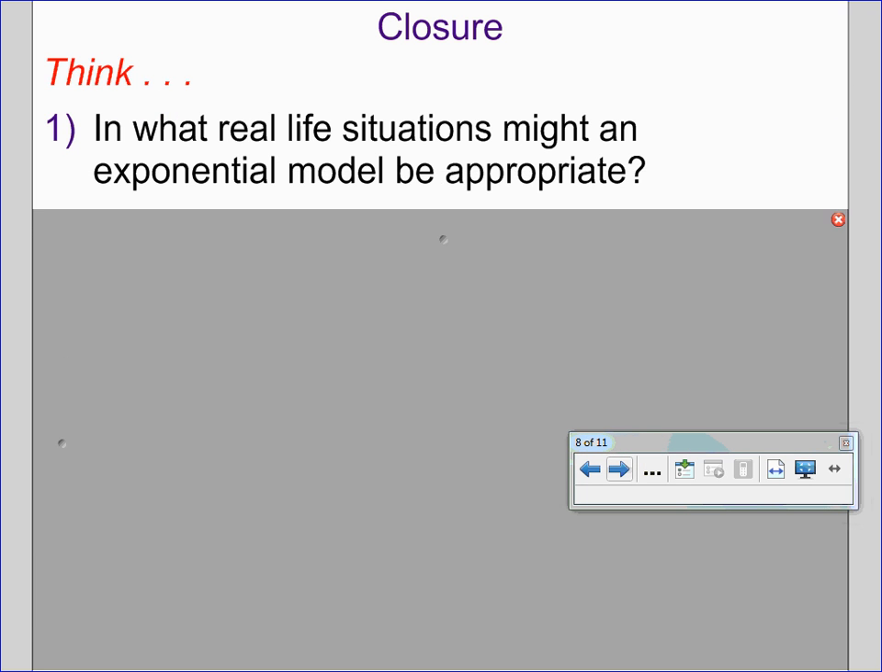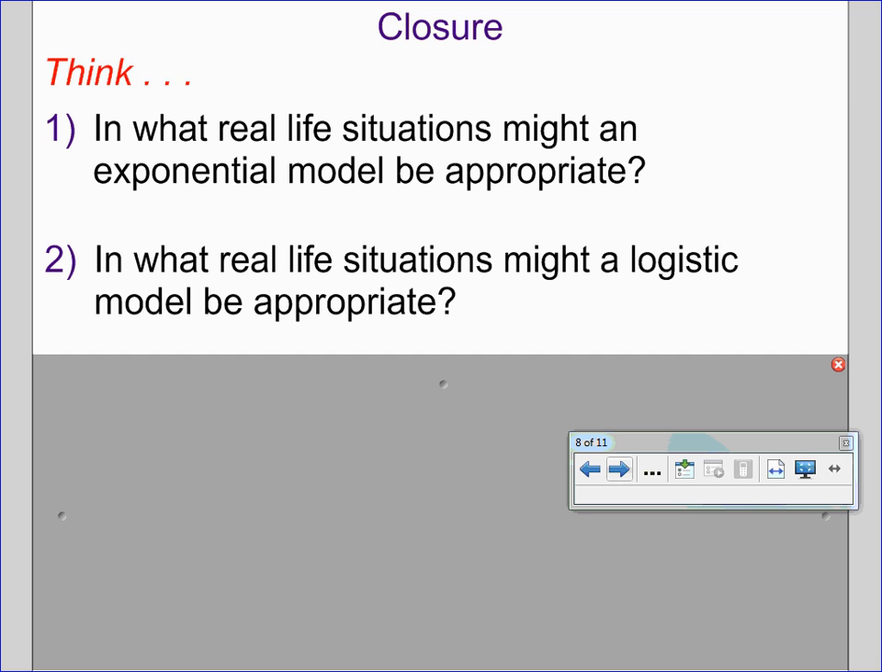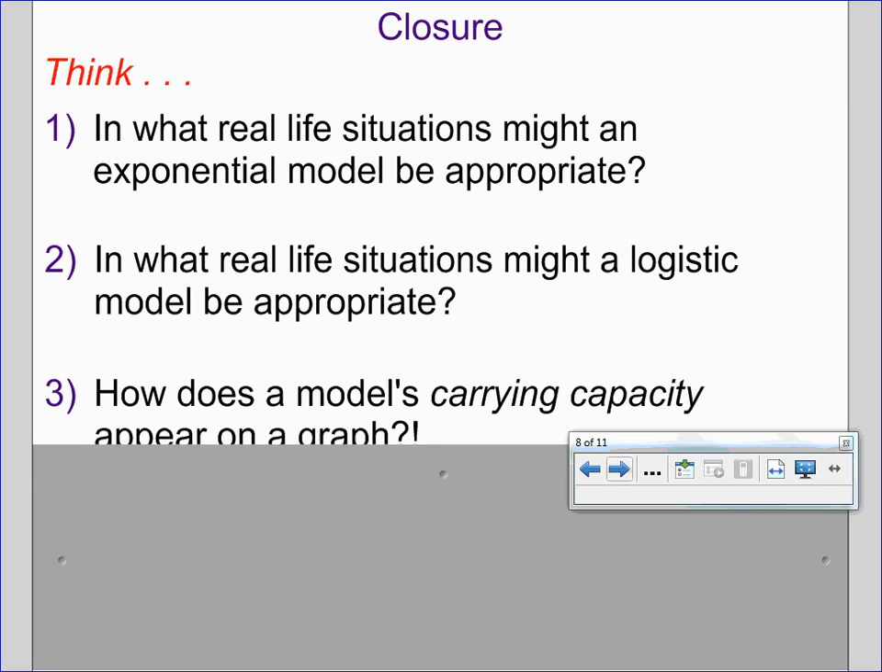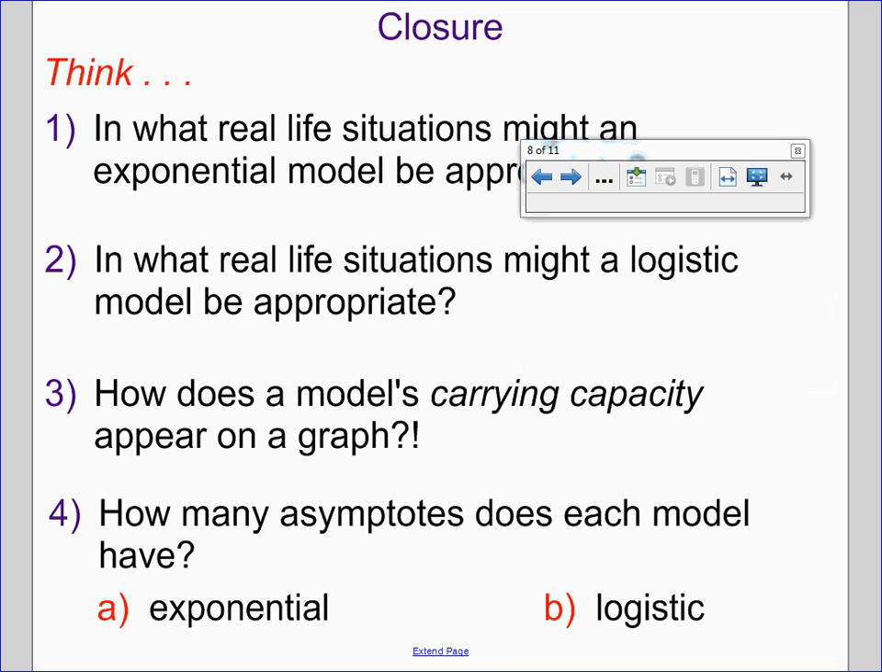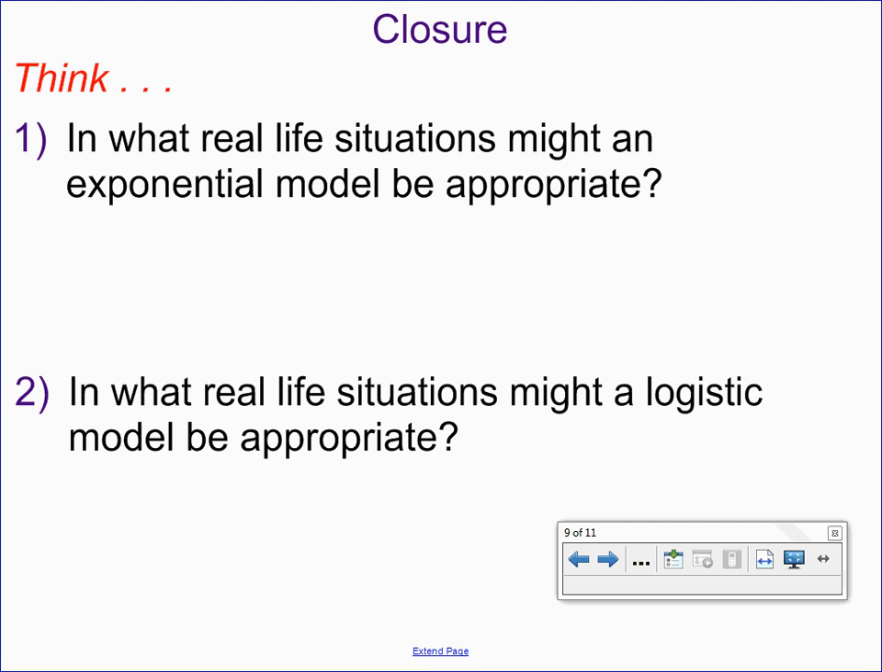But I do want you to direct your attention to closure. Please be ready to share with the whole class: In what real-life situations might an exponential model be appropriate? In what real-life situations might a logistic model be more appropriate? How does the model's carrying capacity appear on the graph? And lastly, how many asymptotes does an exponential model have versus how many asymptotes does a logistic model have? I went ahead and made a little bit more room so we can share responses on the whiteboard, and be ready to share your answer with the class when I call on you.